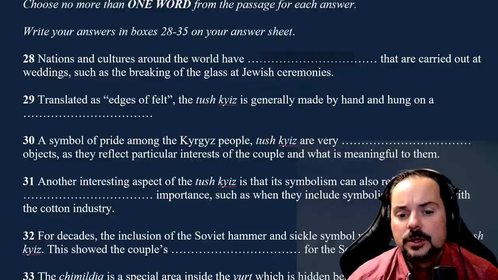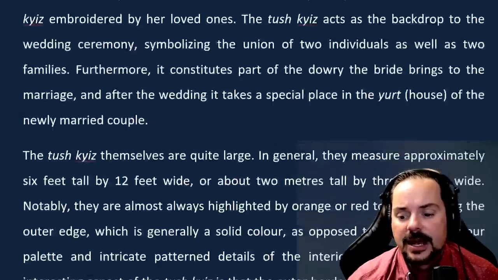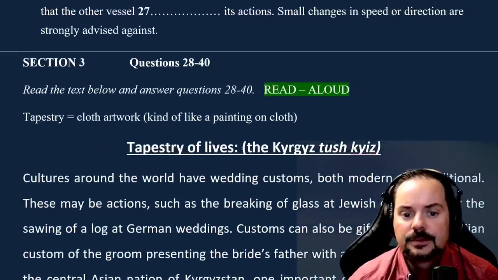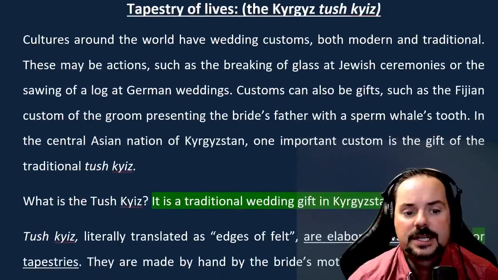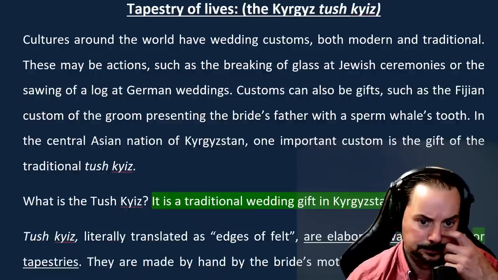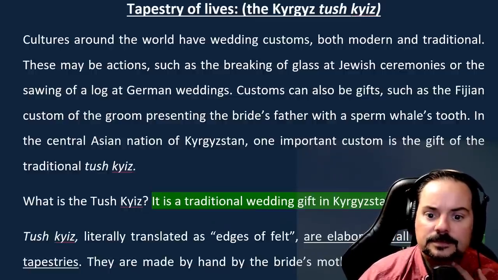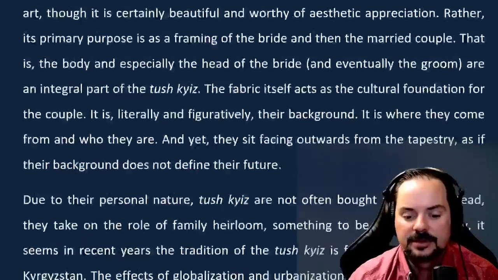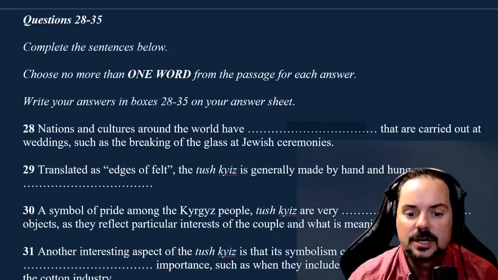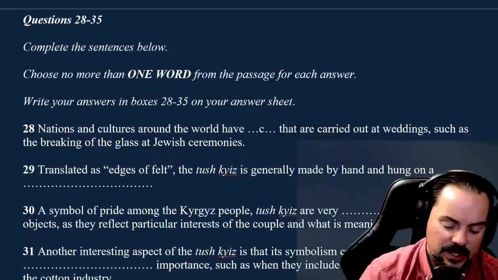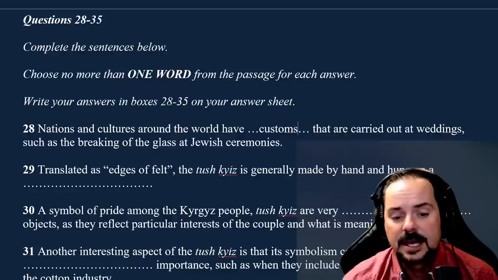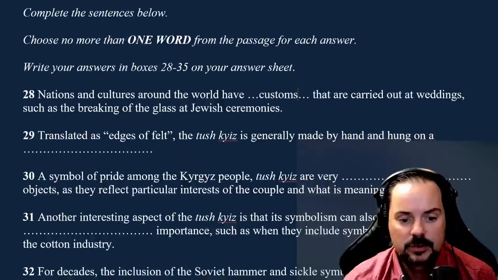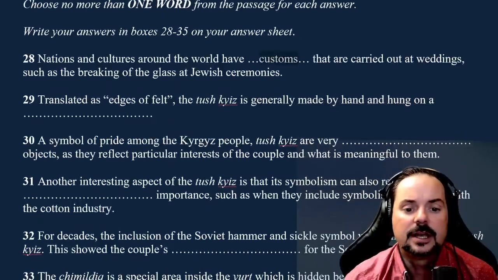All right, so you're having difficulty, so we can go back to the paragraph. Maybe it is customs? It could be. Read the first sentence. Cultures around the world have wedding customs, both modern and traditional. It is customs, yeah. So by that time, you should be sure. Yeah, so customs. So you put it in and you move on. Okay? But you did the right step. At first, you tried to fill it in on your own. Okay? All right, read 29 and do the same.